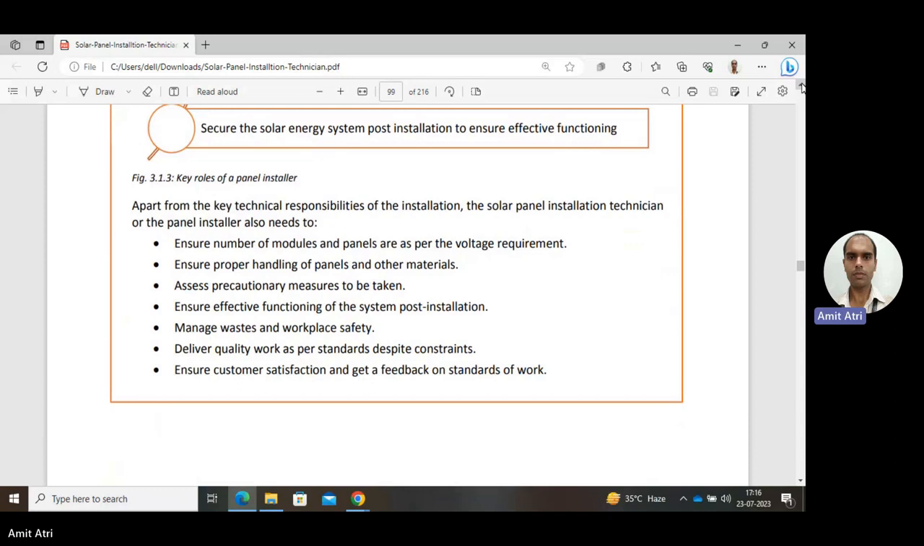Next is to ensure customer satisfaction and get feedback on standards of work. Customer satisfaction is also needed. It should not be that we have just installed the panel and our task is over. We should take proper feedback. We should check whether the customer is satisfied with the task. Then only our role or responsibilities are over.